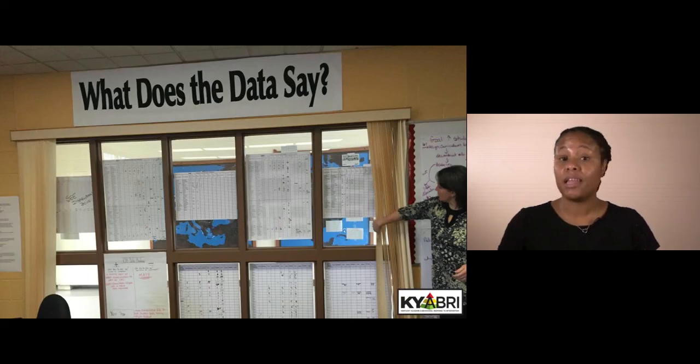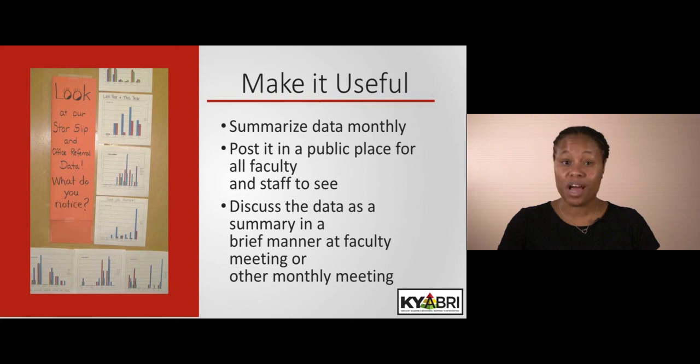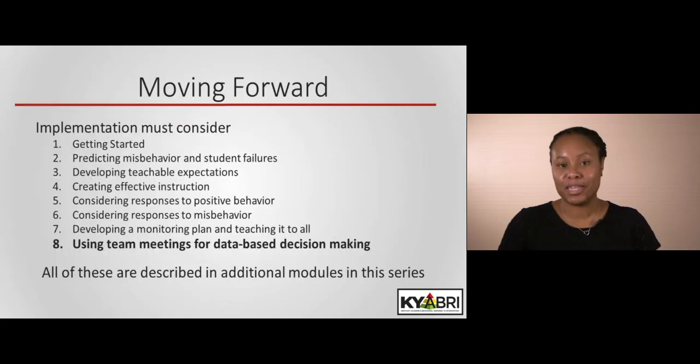As was mentioned in the last module, if adults do not see the data they've collected and do not understand how it is used, they are likely to stop following through the monitoring procedures. Data should be posted publicly and discussed in a summary fashion on a monthly basis. Now that you know about developing a monitoring plan, the next module will delve into how teams use data to make decisions.